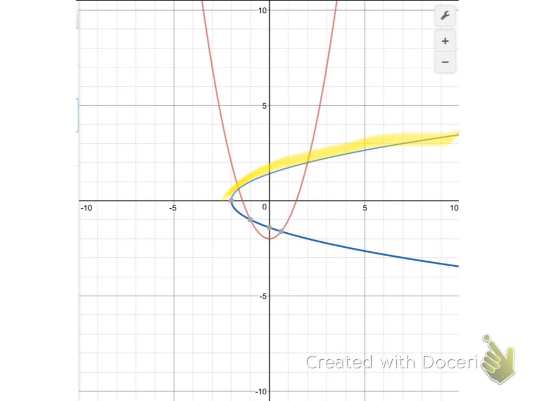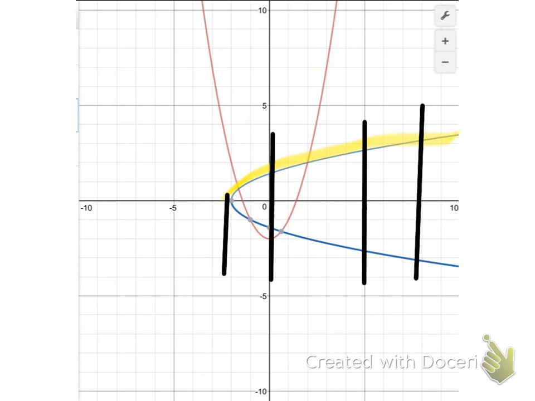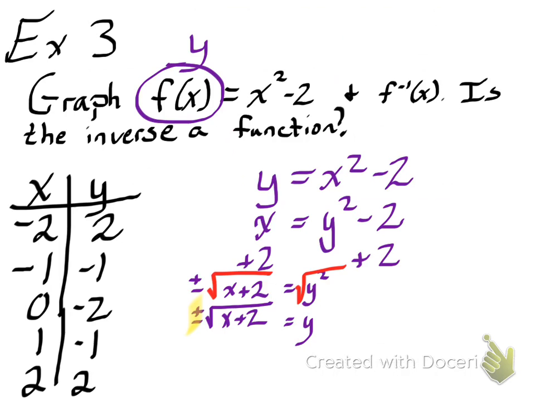Now the last part of the question asks me, is this a function? So is the inverse a function? If I do the vertical line test, would it pass the vertical line test? Well, as you see, as I'm drawing a few vertical lines here, it is failing at almost every single point. The only point it's not going to fail is at the vertex. It's only going to go through once. So it is not a function. It is just a relation.